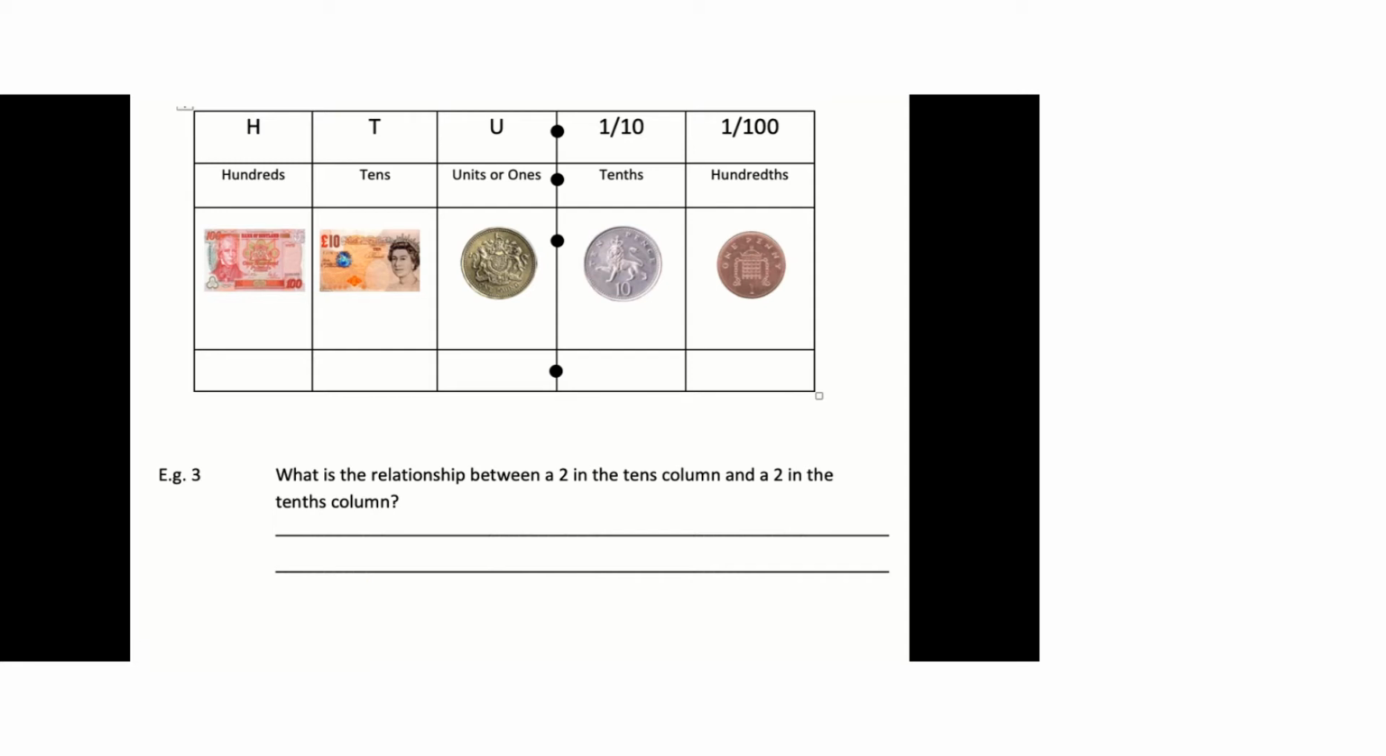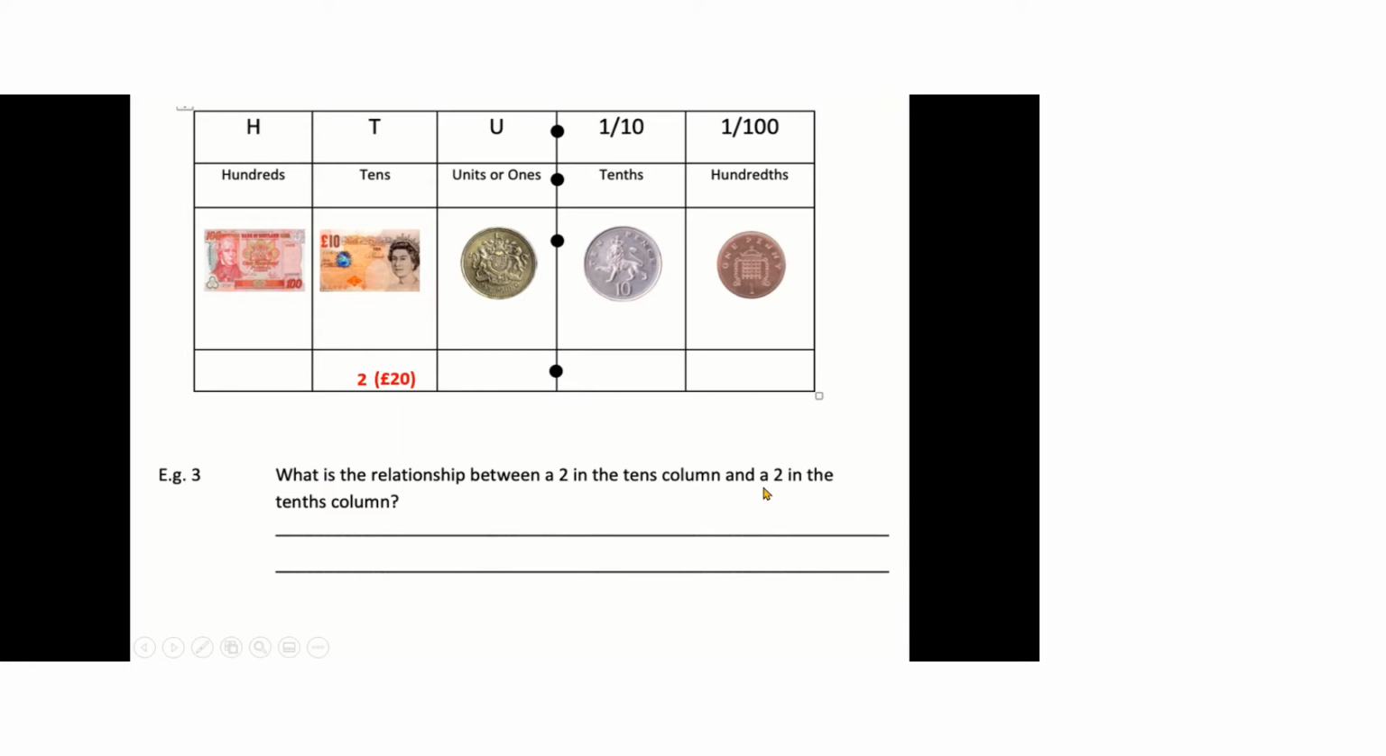What is the relationship between a 2 in the tens column and a 2 in the tenths column? So let's put those in place. They've mentioned the tens column, so I'm going to put a 2 in the tens column. And what's that worth? What's a 2 in the tens column worth? So 2 times £10, that's £20.